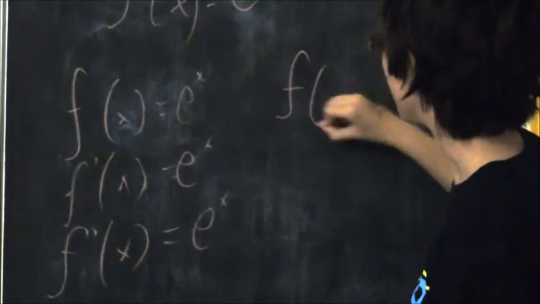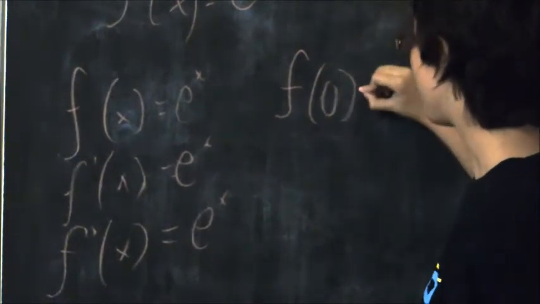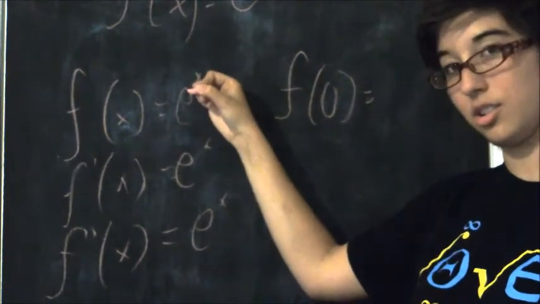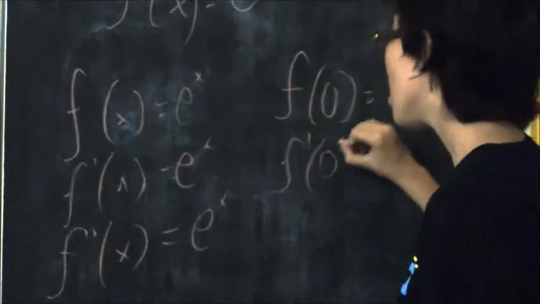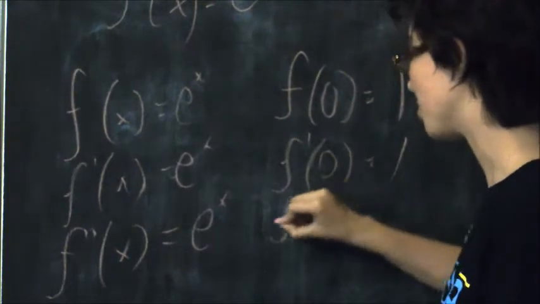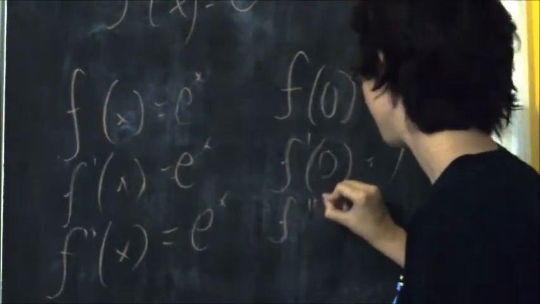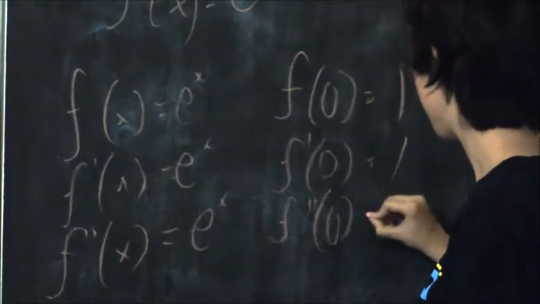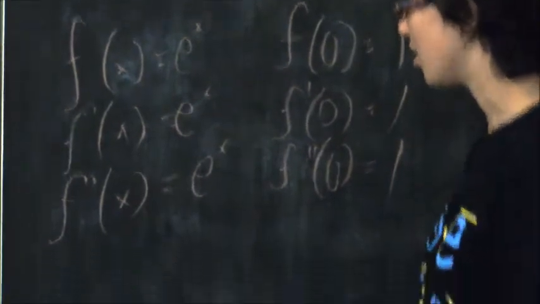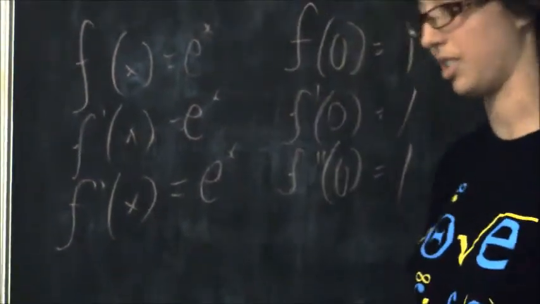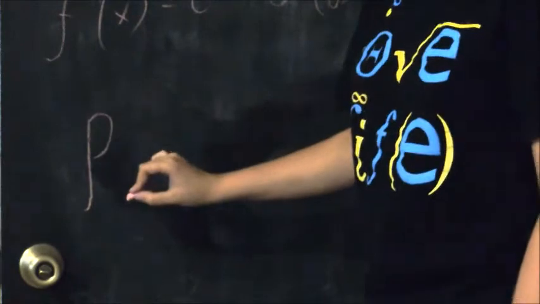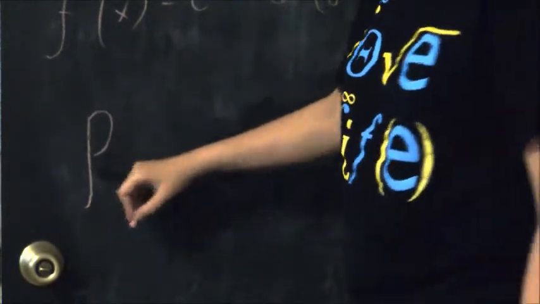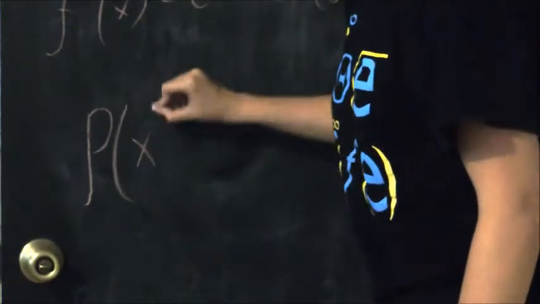So, if you plug in f of 0, e to the 0 is 1. F prime of 0, also 1. F double prime of 0, 1. So, now that we got that, and we know it continues exactly on that path, we can just start the Maclaurin polynomial. I'm just going to leave this open, because we can keep going as we keep writing.